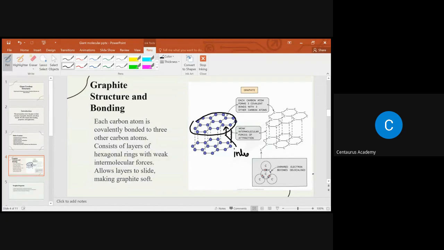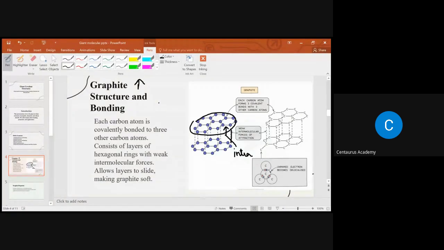Okay. So when anybody asks you why graphite has greater melting and boiling points, it is because it has a greater amount of the bonds which are present, and these need to be overcome to completely change the state of matter.